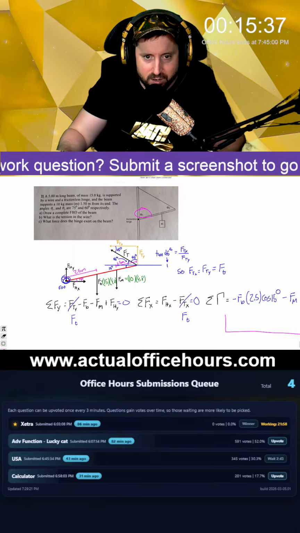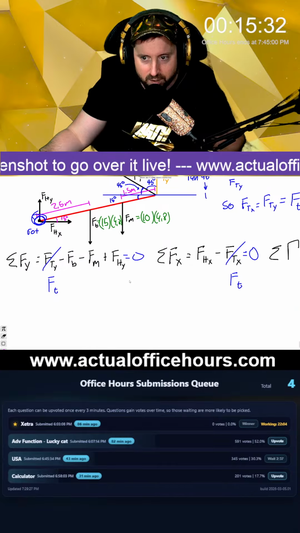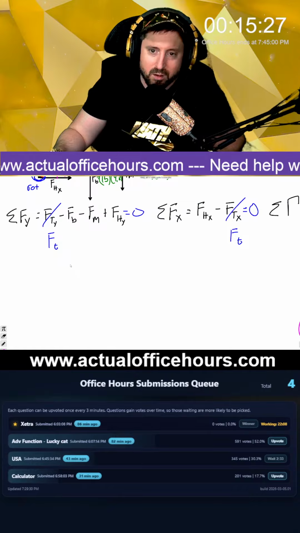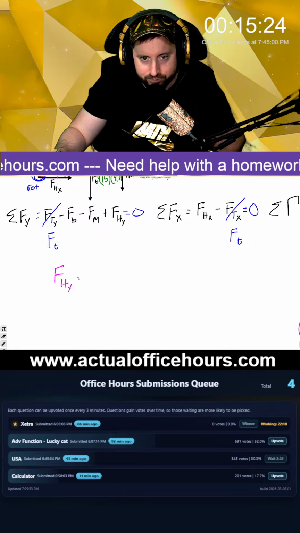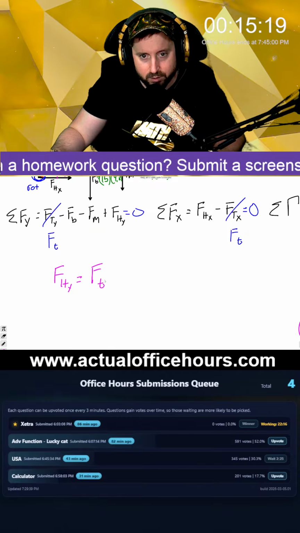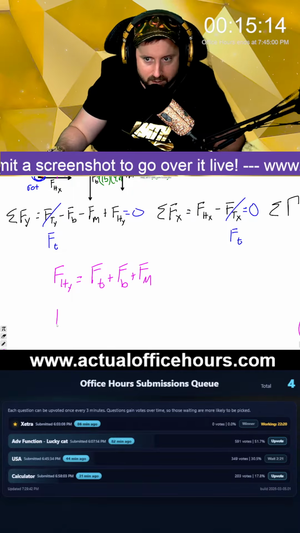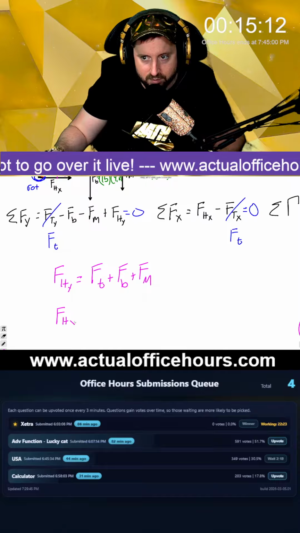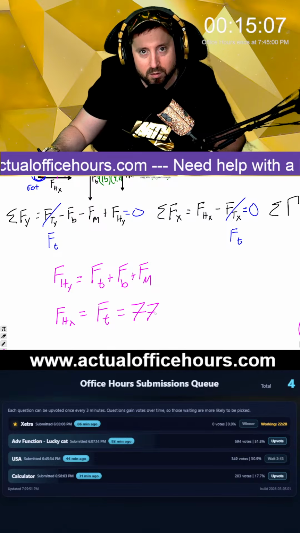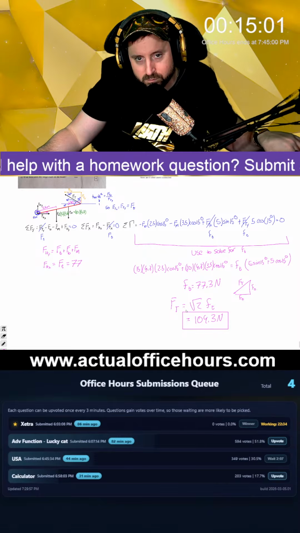So that's done here. So we've done part B. What forces does the hinge exert on the beam? Okay. So now we need to use this to find out FHX. Okay. So FHY is equal to F little t plus FB plus FM, and then FHX is just equal to FT. Okay, cool. The answer says 158. Uh-oh. Oh no.